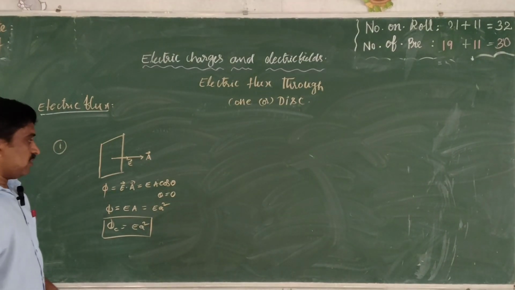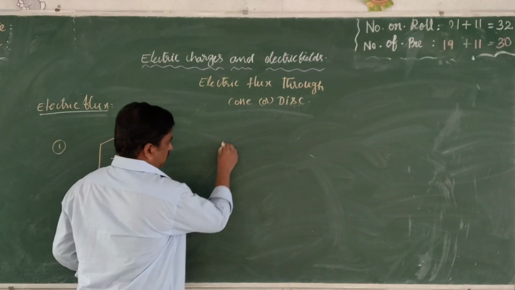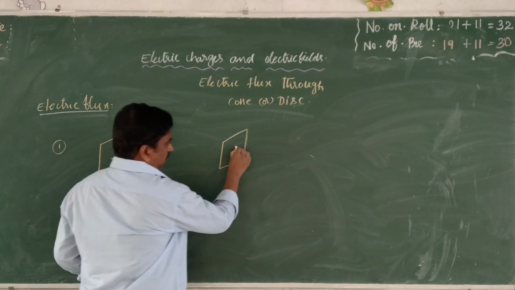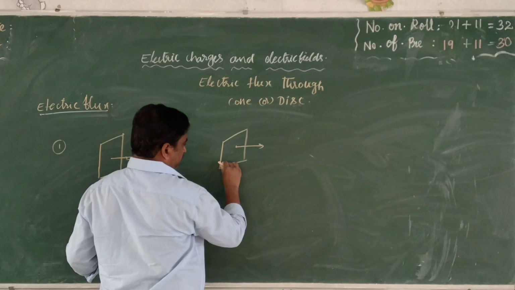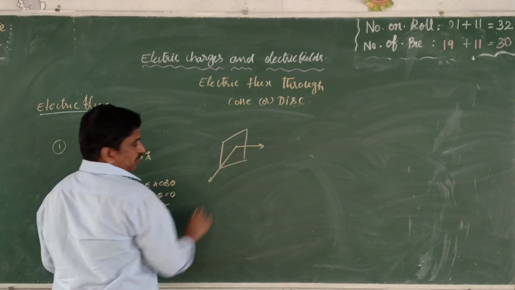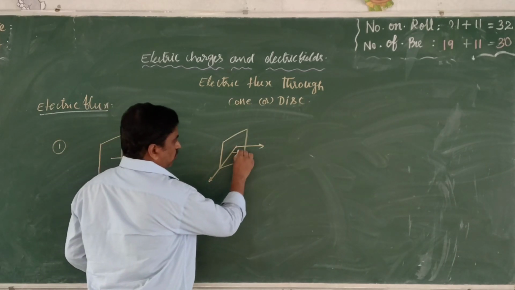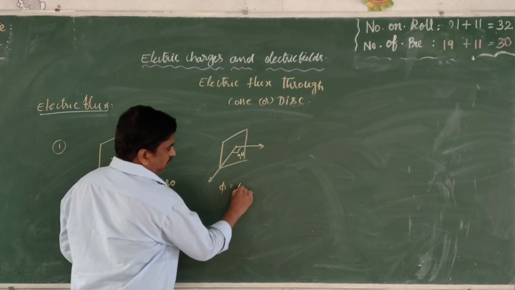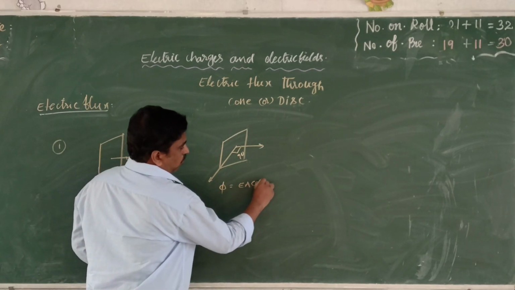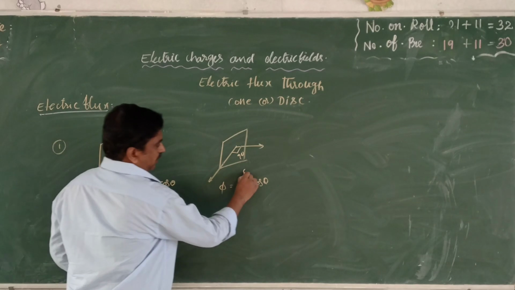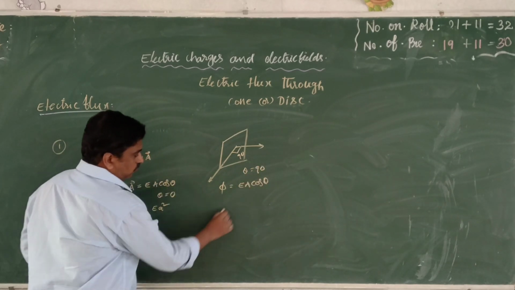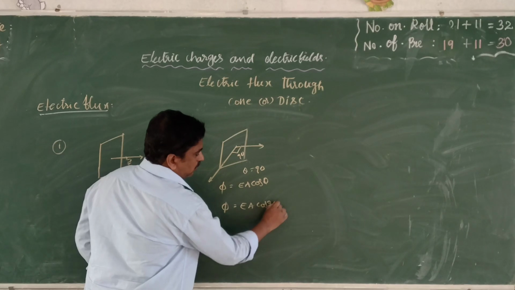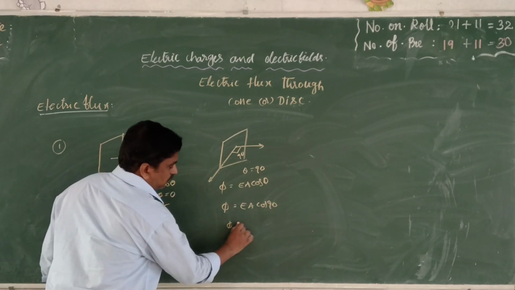See for example here, we can take this square. This is the area vector, and this is the electric field direction. What is the angle now? 90 degrees. What is the flux through this surface now? The formula is EA cos theta. Here theta equals 90. So EA cos 90. Cos 90 is 0, so flux equals 0.